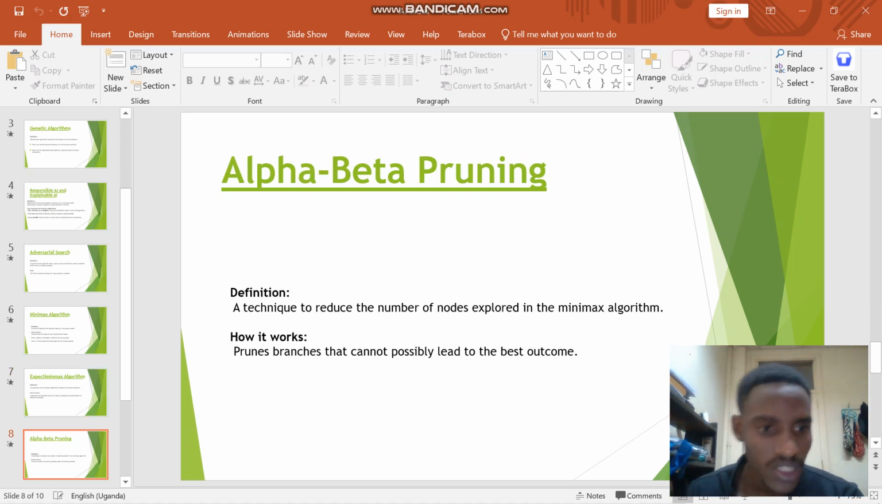And then we have alpha beta pruning. This is a technique used to reduce the number of nodes that are explored in the minimax algorithm. When the algorithm realizes that a certain branch cannot possibly create an outcome that it can take, it will not search that branch because it would be a waste of time.